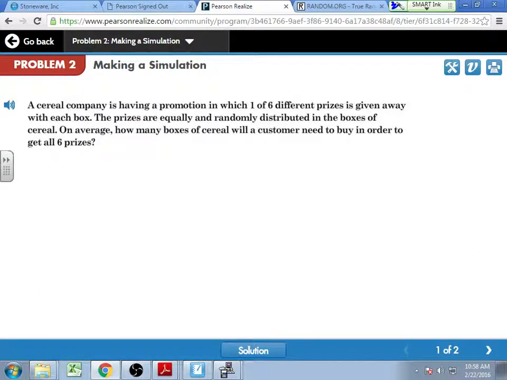Because I might buy 6 boxes and get all 6 prizes. I might buy 6 boxes and get all the same prize. Or I might buy 6 and get none. Well, there are prizes in every box, they say. They're just randomly distributed through the boxes.